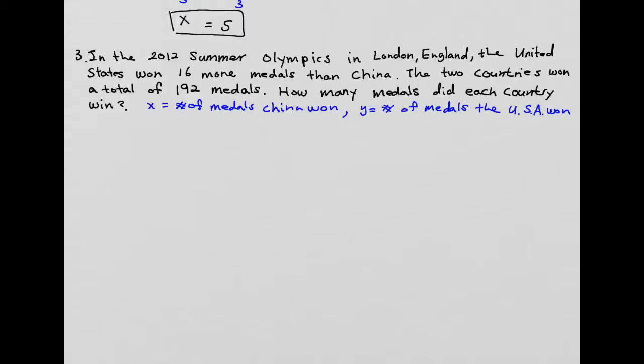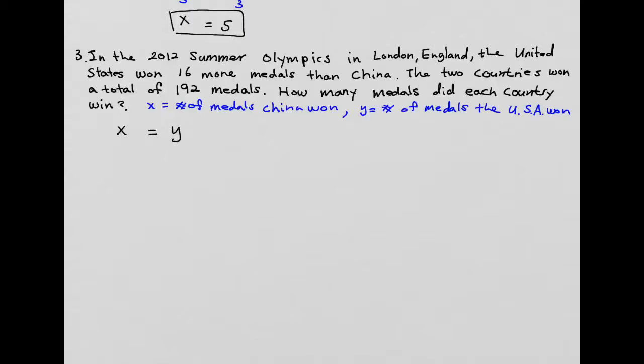So that's the first equation I could find using variables x and y. It said the United States won 16 more medals than China. So if I wanted to write it as an equation, I want to make these two equal to each other, right? Because we wanted to find the equations. If x stands for the number of medals for China, and y for the number of medals for the USA.